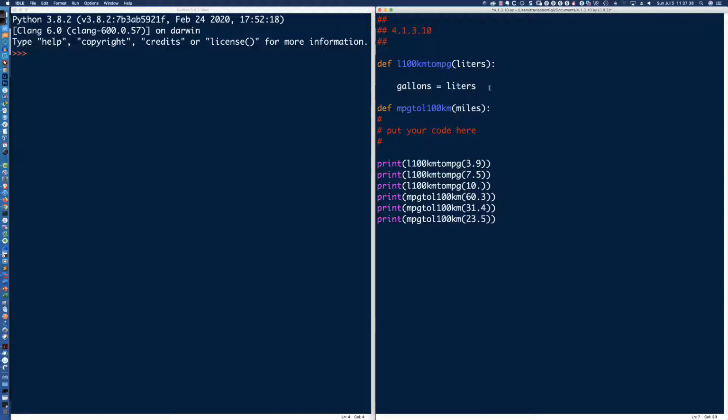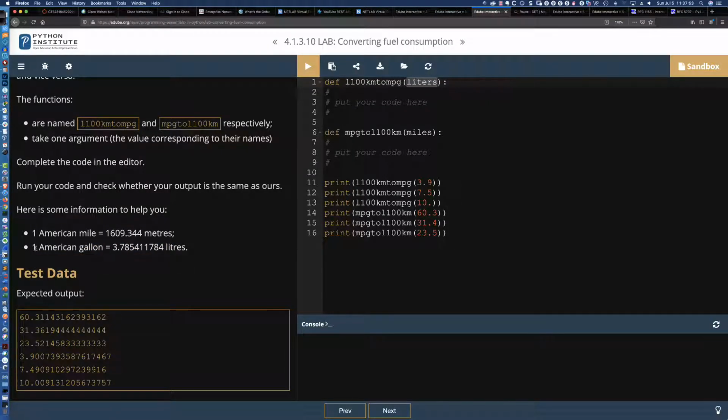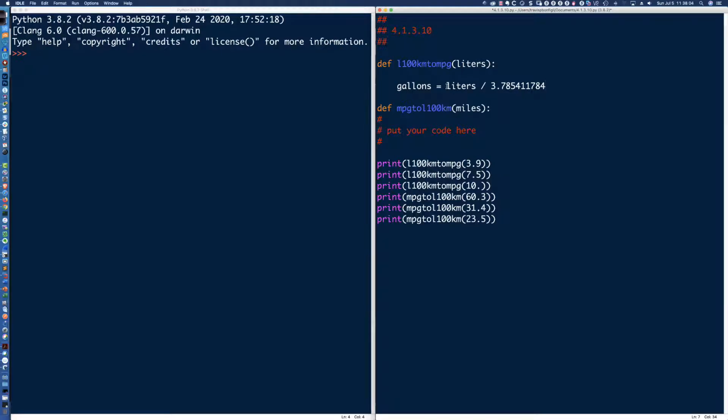So 3.9 liters divided by the value that they gave us earlier. And yes, I do have the conversion they gave us here, 1 American gallon is 3.78541784 liters. If I get passed in 3.9 liters, I would divide that number of liters by the number of liters in a gallon to give me the total number of gallons, right?